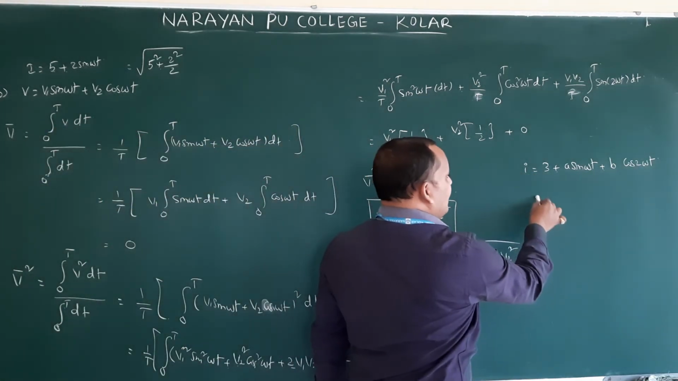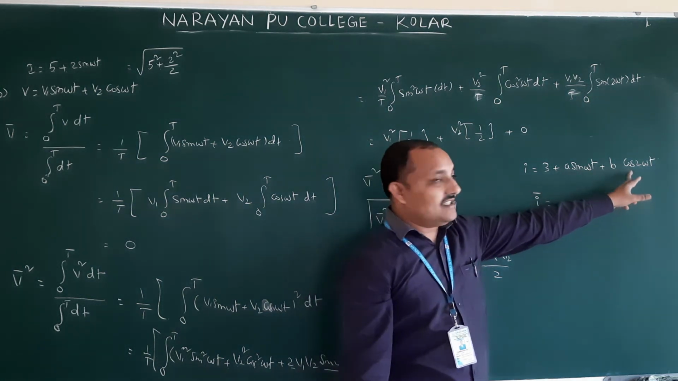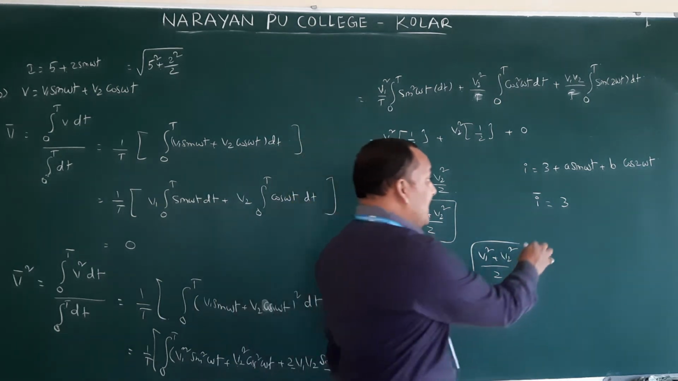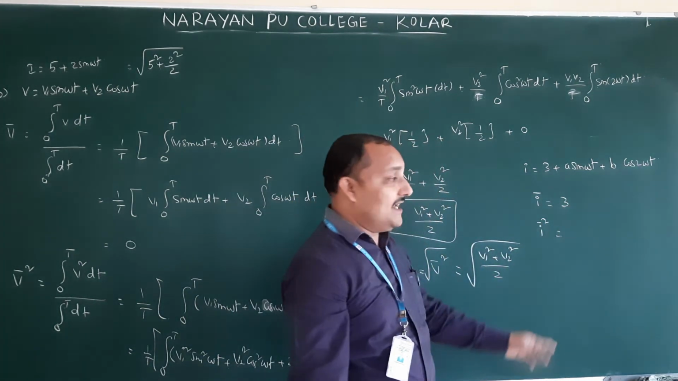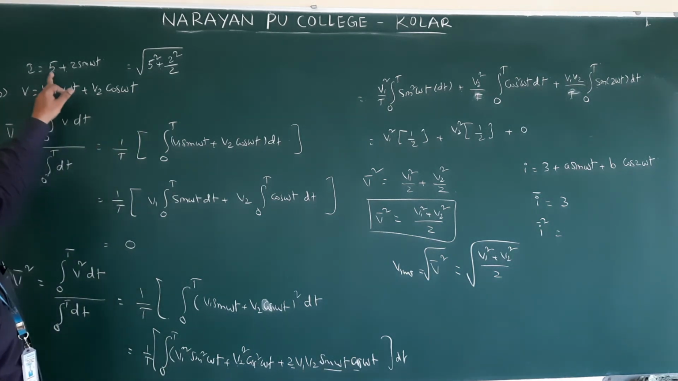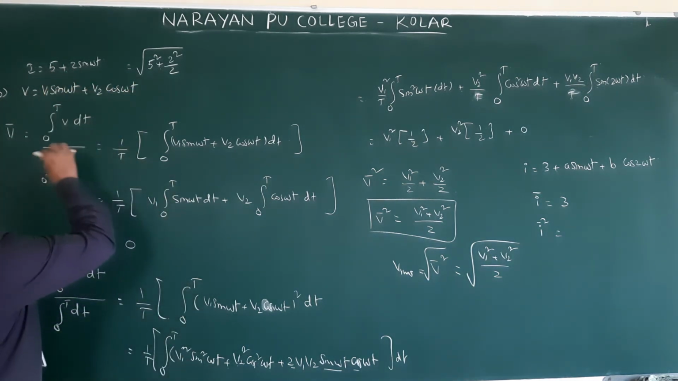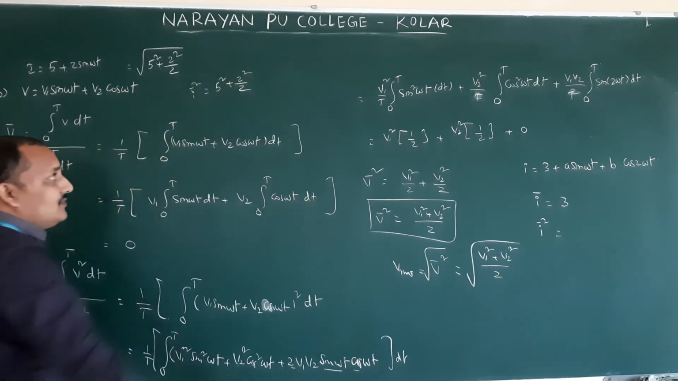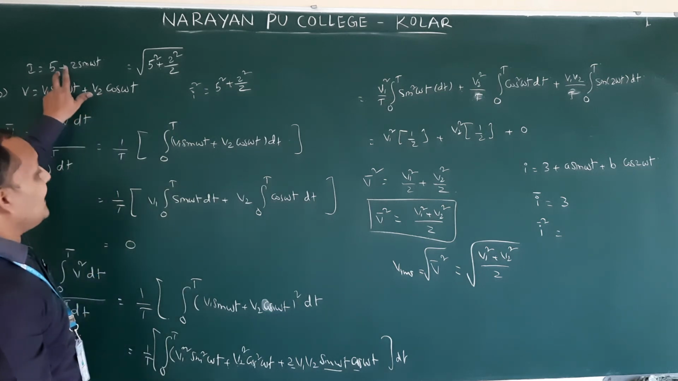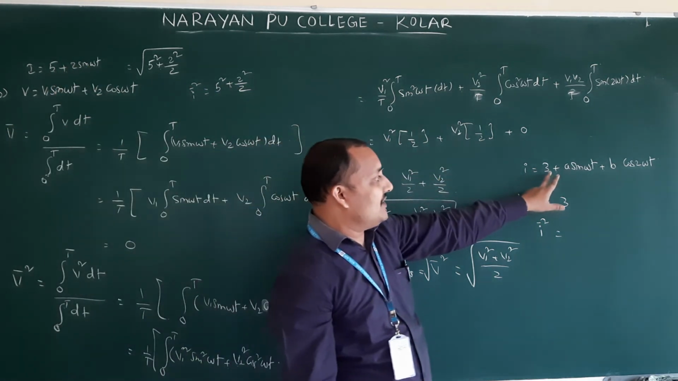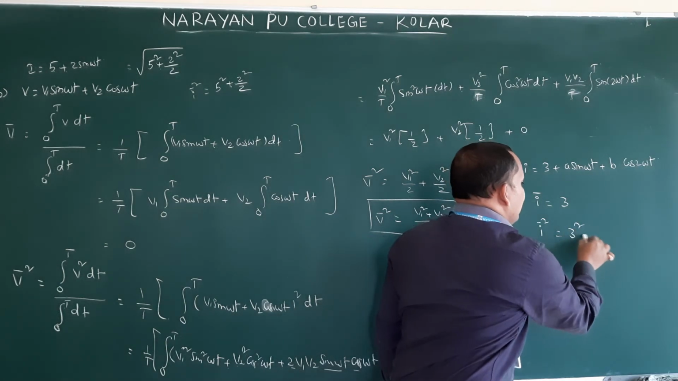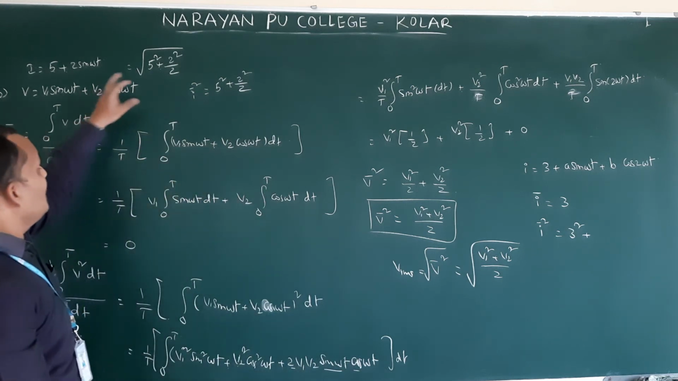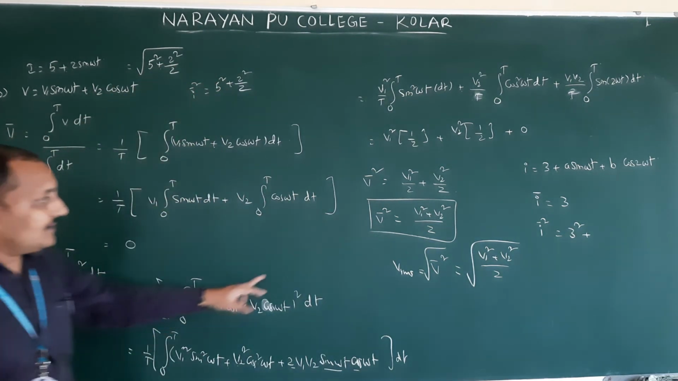Now what is I bar? Whenever sin and cos are there, the term is going to become 0. Therefore the answer is simply 3 for I bar. Now I bar square: whenever the sin and cos terms are not there, you get simply the constant squared. If no sin or cos is there, as for the 3, it is 3 square. Whenever a sin term is there, as we did here with 2 square by 2, here we got v2 square by 2.